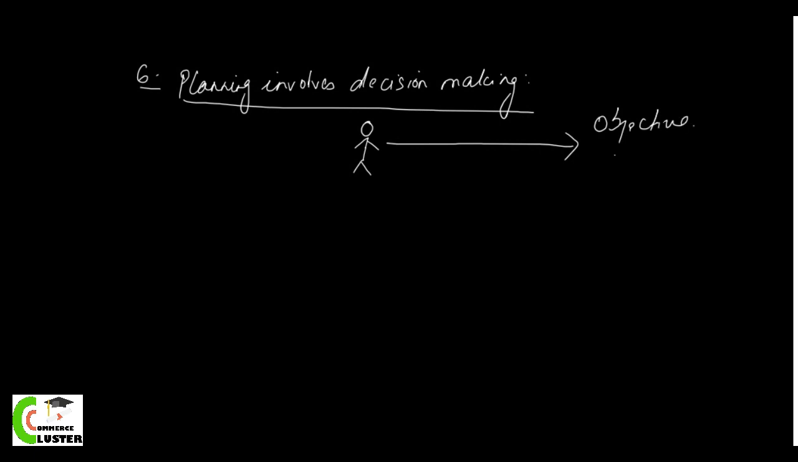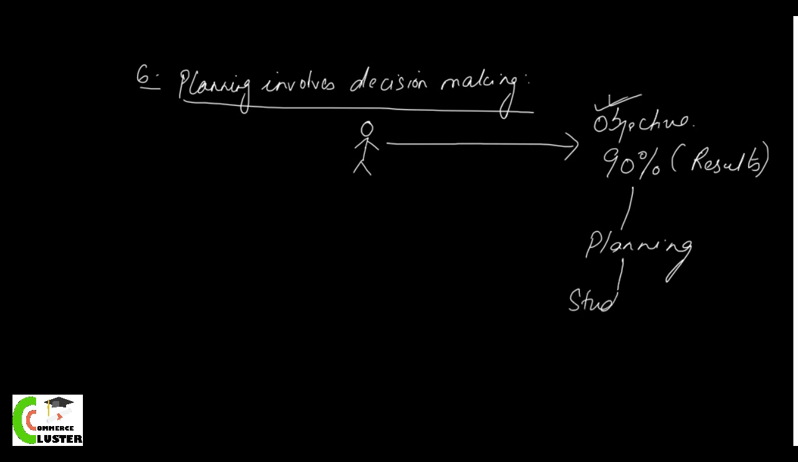To get what? To get 90% marks in your results. Okay, you have the objective that you must get 90% marks in your result. Now, in order to achieve this objective, what you do is you do planning. How many hours should I study? Suppose you have planned that in order to achieve 90% in your result, you have to study at least 7 hours a day. This is your plan, right?